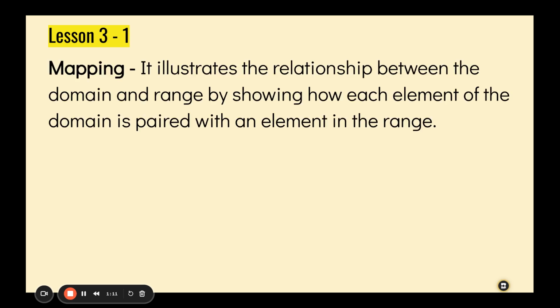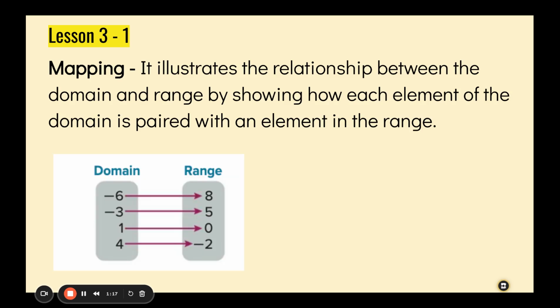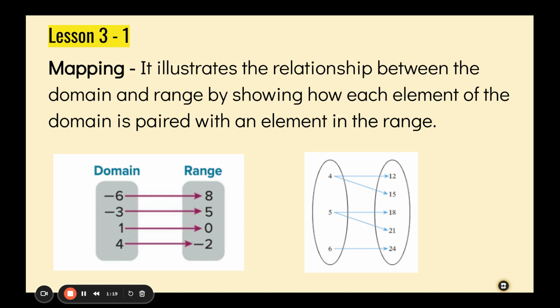Okay, mapping. It illustrates the relationship between the domain and range by showing how each element of the domain is paired with the elements in the range. Usually there are 2 circles or 2 boxes on each side. It has the domain, it has the range, and arrows that show from what domain value to what range value it's going.